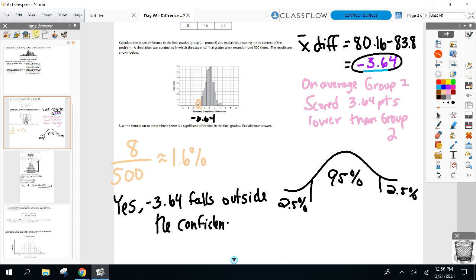Molly, you had that look on your face. Go ahead. I was just confused about the percent. How do you know that the negative 3.64 falls outside?